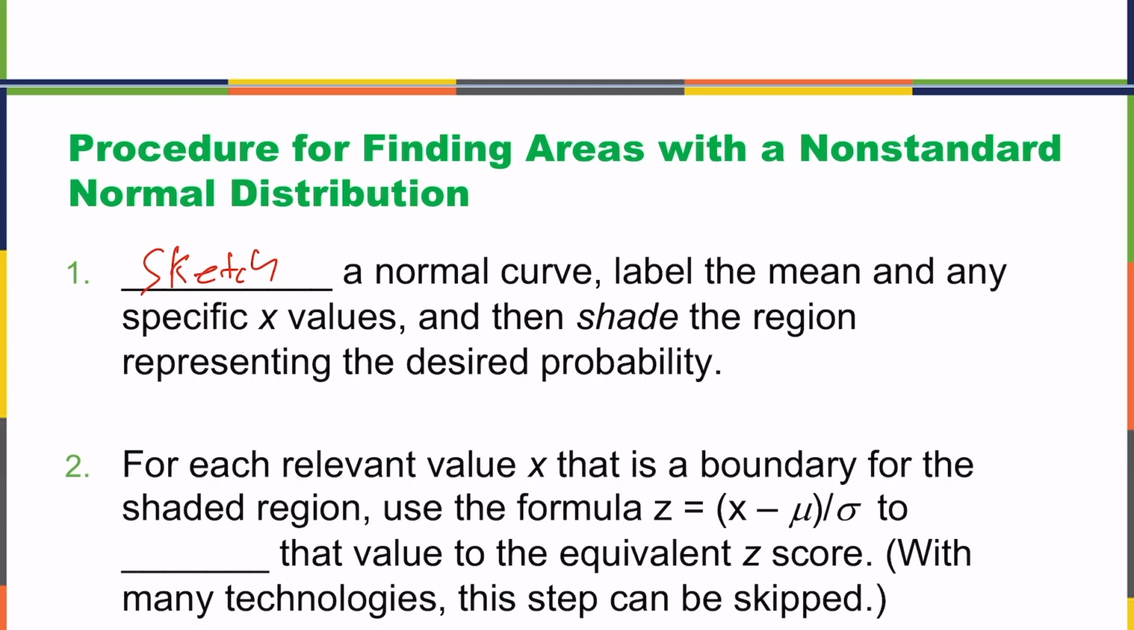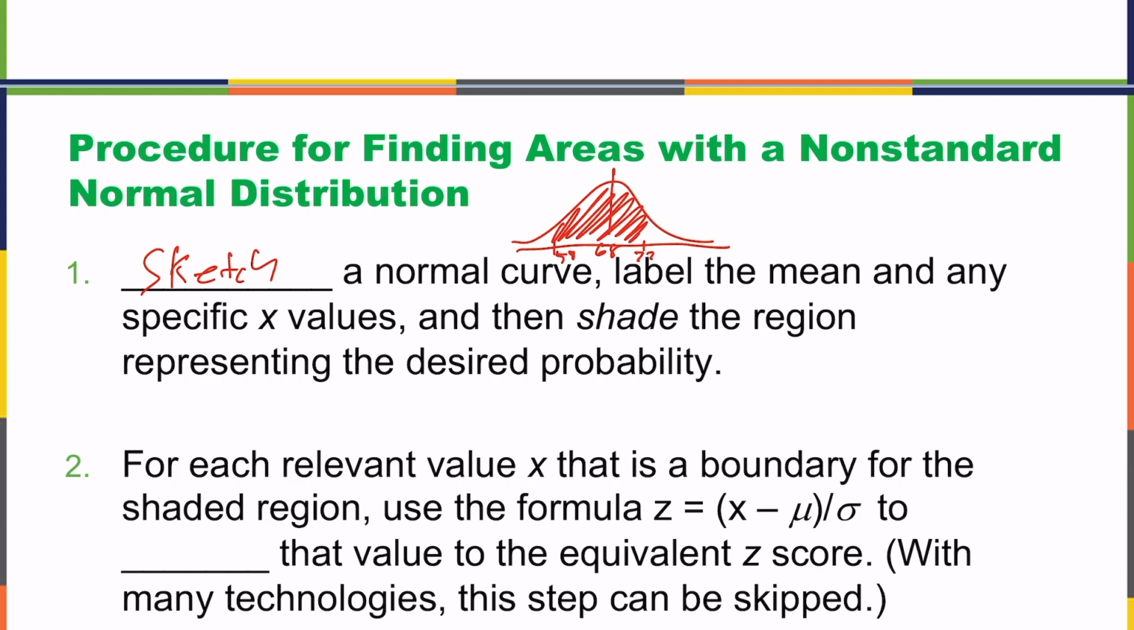Sketch a normal curve. Done. Label the mean, 68, and any specified values, and then shade the region. 68, they said 59. No, I'm just making these up. 72, and I shade the values. Now, if I wanted to find that area, I'm going to need to standardize and go to the table, and that will give me the area for that curve.